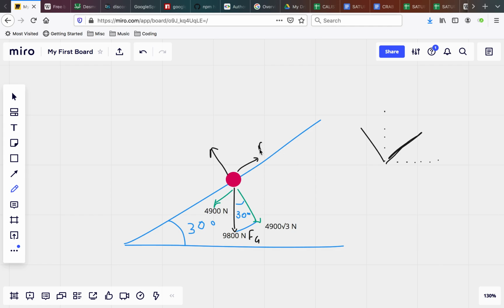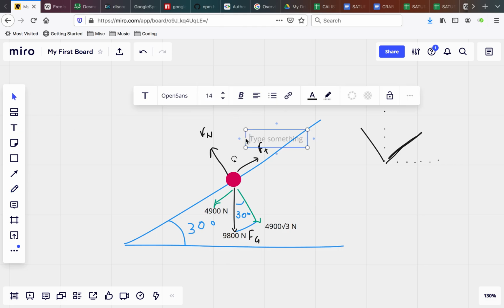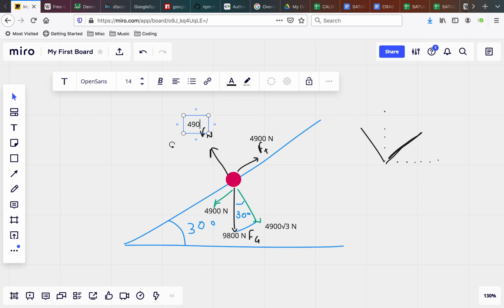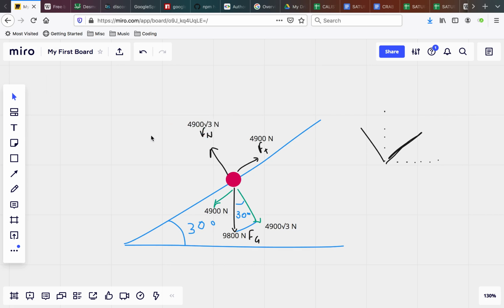This is the force of tension. I'll label it F sub t. And this is the normal force. I'll label it F sub n. That's legible. And then again, F sub n has to cancel out with the perpendicular component, and F sub g has to cancel out with the parallel component. So these magnitudes are 4900 newtons and 4,900 root 3 newtons respectively. All right, so that is our first problem.